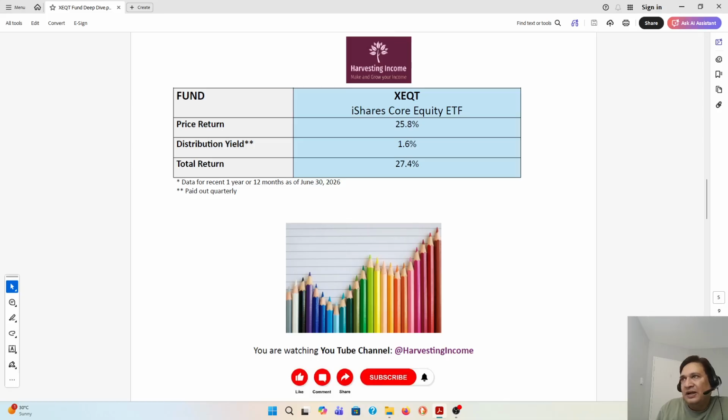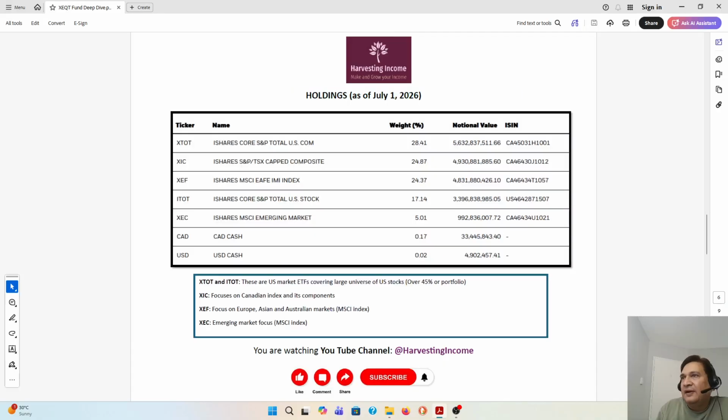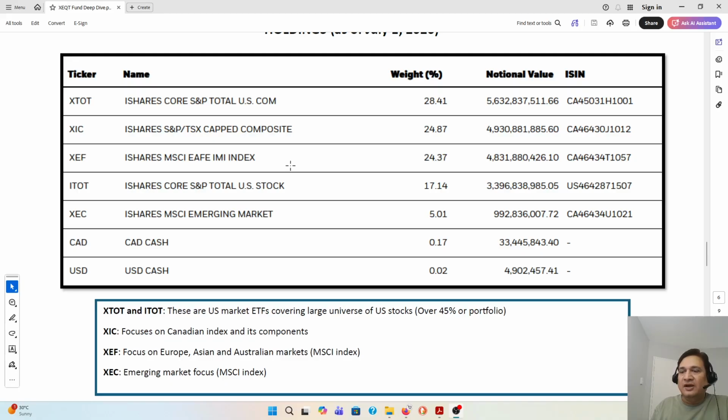So that is just to give you the crux of this fund, and I can show you the holdings here, but I'll also open the website and show you this information. According to the information that we have on the screen, the holdings basically are XTOT, XIC, XEF, ITOT, XEC, and so on. Like, you can see that the first one, I will increase the size of the font here. Okay, I hope you can see this clearly now.